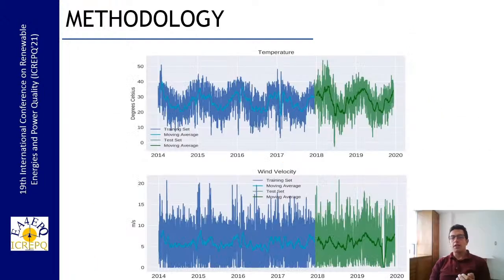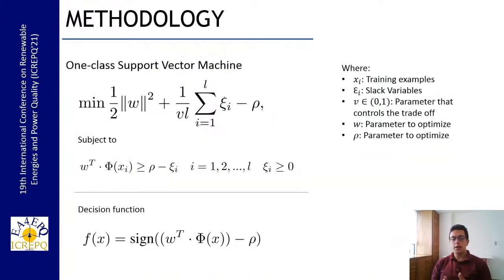If we can see this data graphically, you can see here that these graphs represent the training data in blue tones and the test data in green tones. Here we have the two variables used. Above we have the temperature and below the wind velocity, with this split of the data: the blue is the training and the green is the testing. With the data in mind, how do we use this data to train an algorithm?